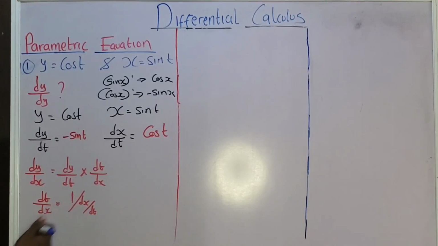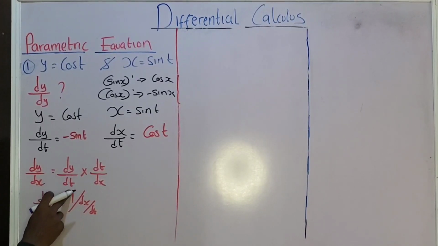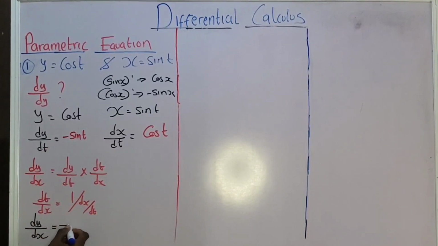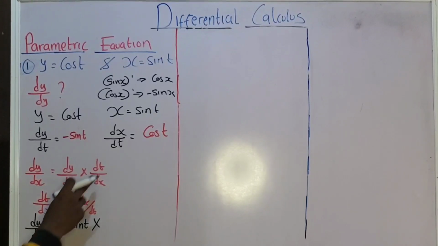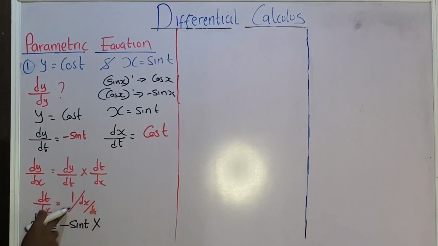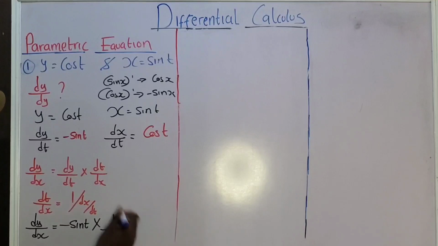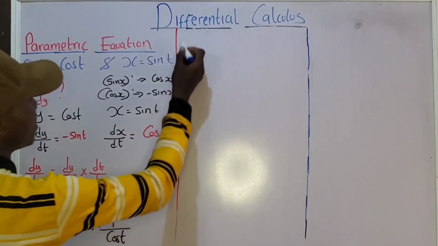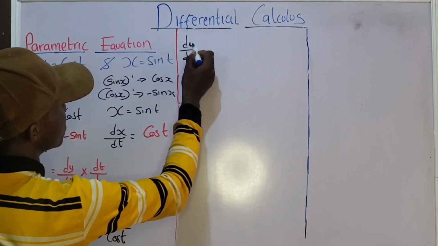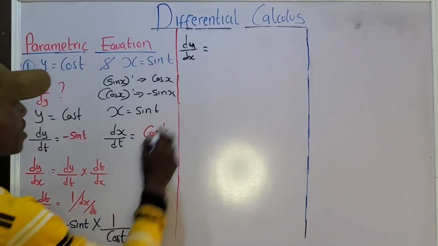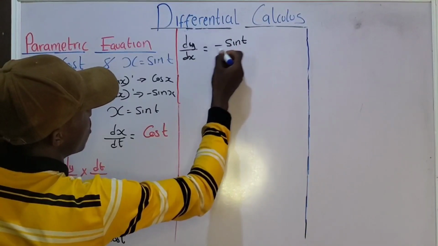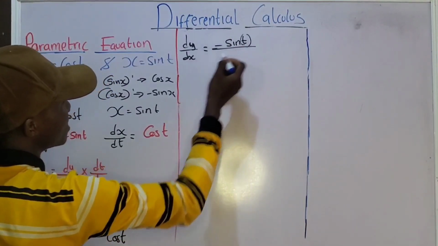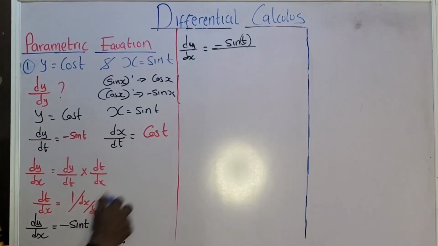So now, with respect to what we have here, you can progress like this. dy/dx is equal to dy/dt, which is minus sin t, multiplied by dt/dx. dt/dx is what? 1 over dx/dt. So 1 over dx/dt is what? Cos t. So I'm going to have 1 over cos t. Hence, the derivative of y with respect to x will be equal to minus sin t multiplied by 1, that is, minus sin t all over cos t, okay?